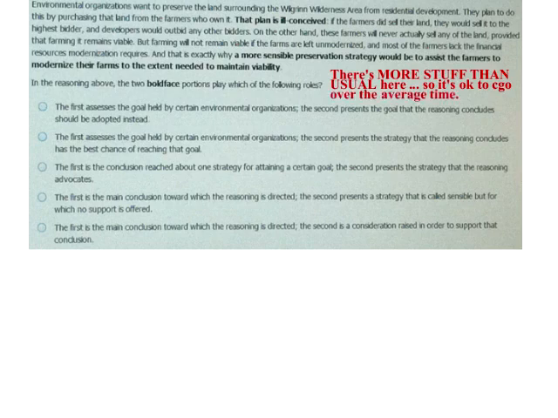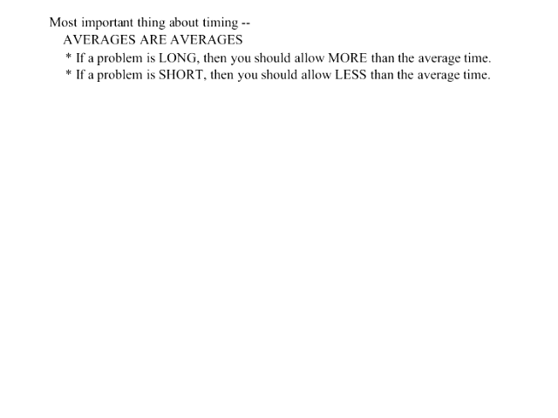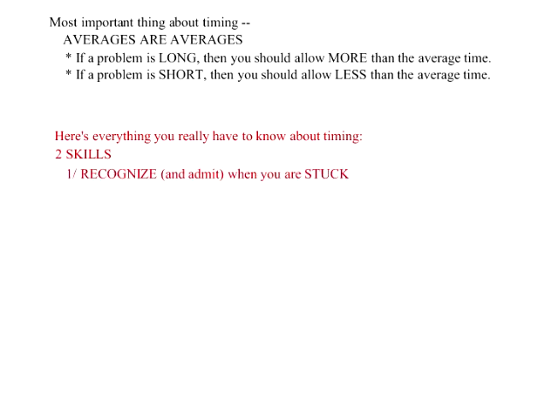Now, the other thing to keep in mind, and we're going to shift away from the screen one more time for a second: the most important thing you can know about timing actually has nothing to do with numbers at all. Here is everything you really have to know about timing. You need to have two skills. The first skill is you have to recognize and admit when you are stuck.